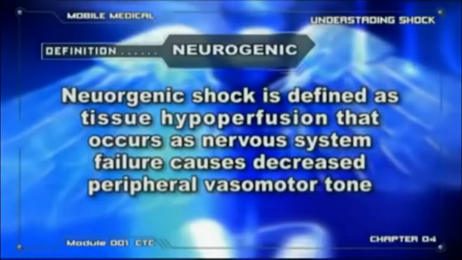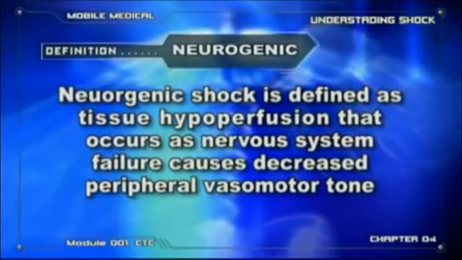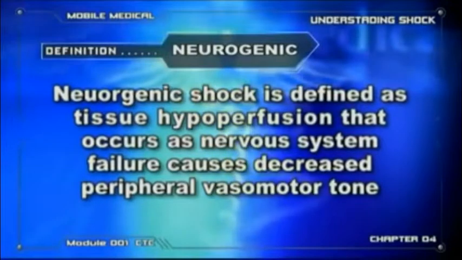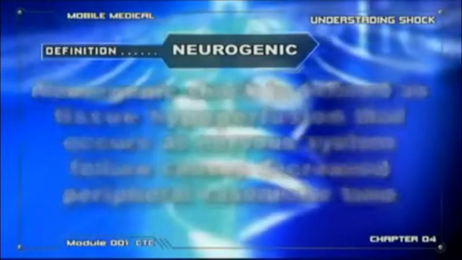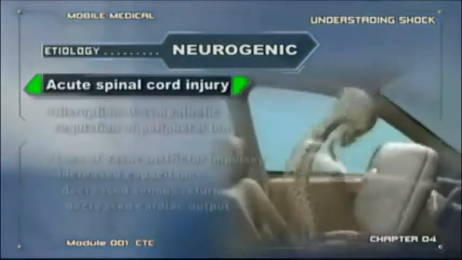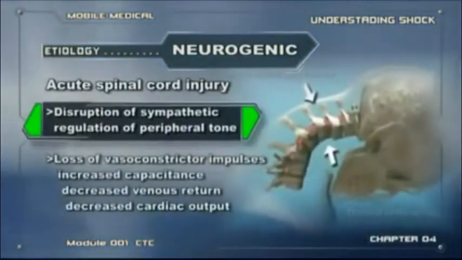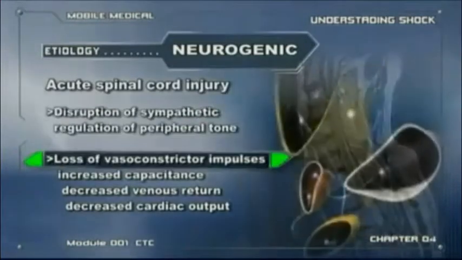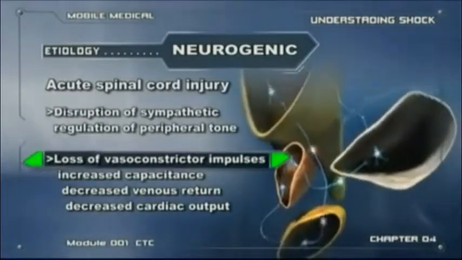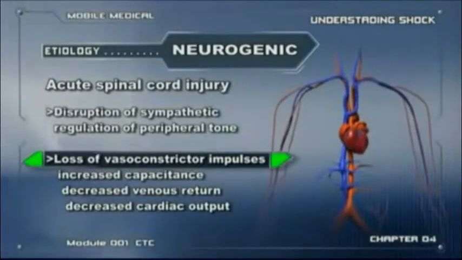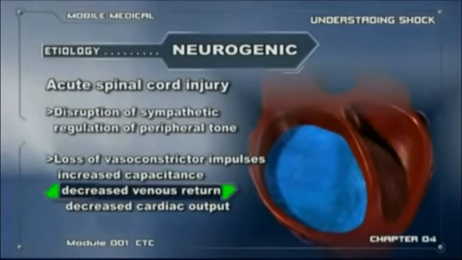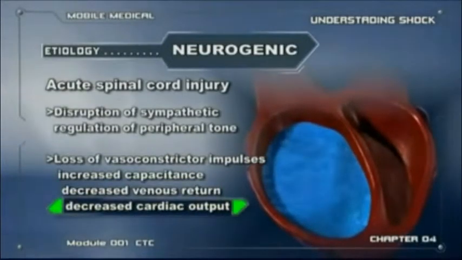Neurogenic shock. Neurogenic shock is defined as tissue hypoperfusion that occurs as nervous system failure causes decreased peripheral vasomotor tone. The etiology is acute spinal cord injury. The disruption of peripheral vascular regulation occurs as the injury prevents the vasoconstrictor impulses from reaching the peripheral arterial bed. This results in an increased capacitance causing decreased venous return. The end result is decreased cardiac output.